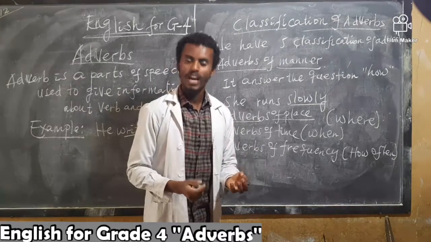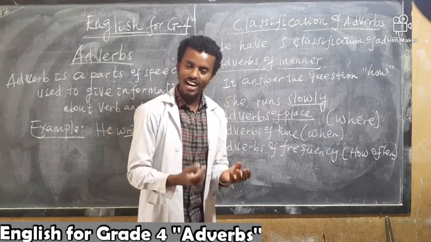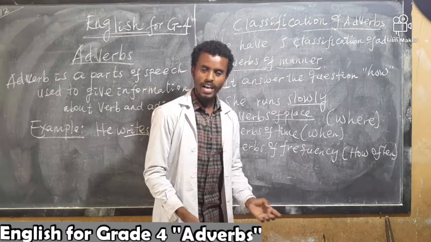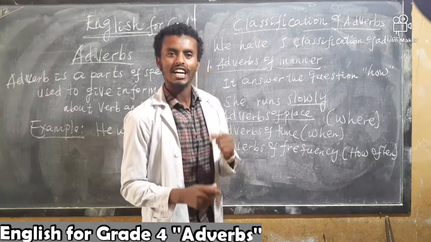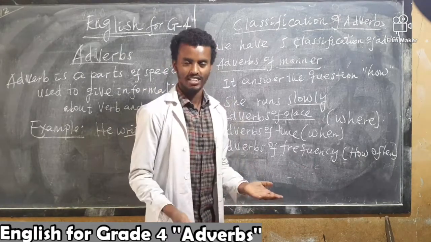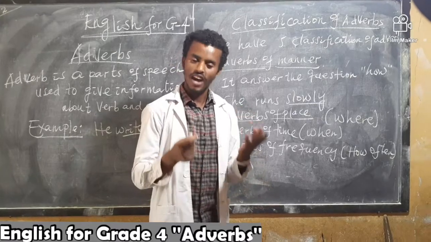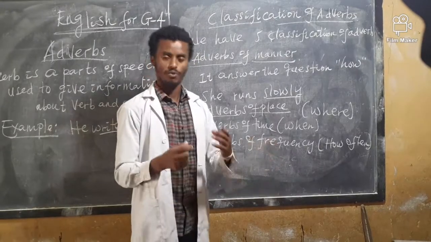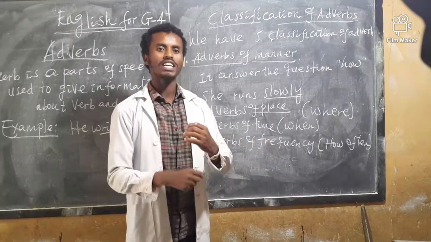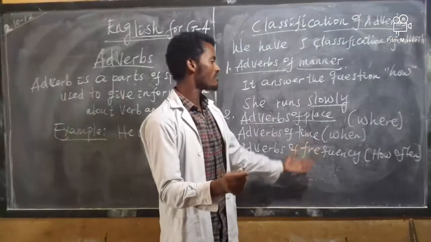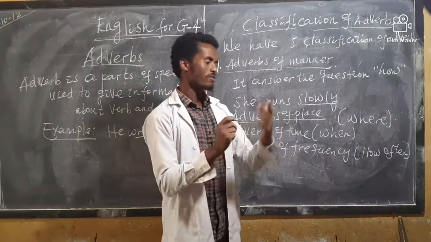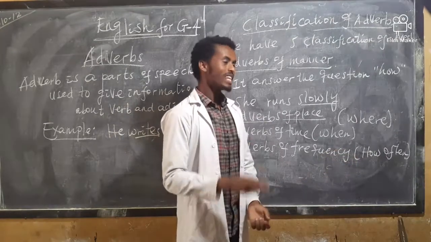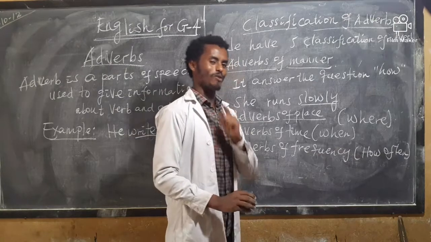For example, I eat my breakfast every morning. This shows adverbs of frequency. He goes to sport every Sunday or every Saturday. He goes to church every Sunday. He goes to mosque every Friday. This shows adverbs of frequency. How frequently some action is done is called adverbs of frequency. These adverbs of frequency are used to answer the question how often. Okay? Let's see the last one, which is adverbs of degree.